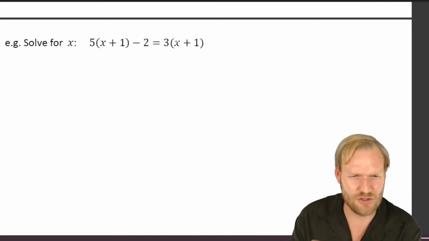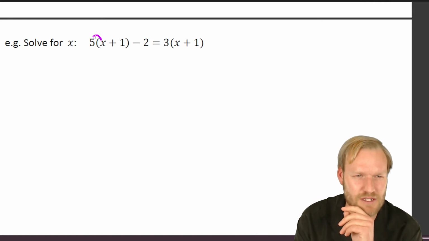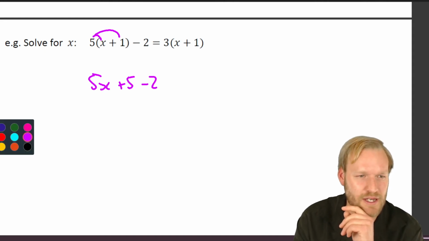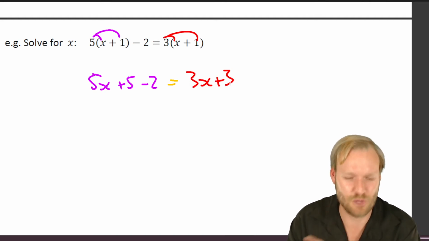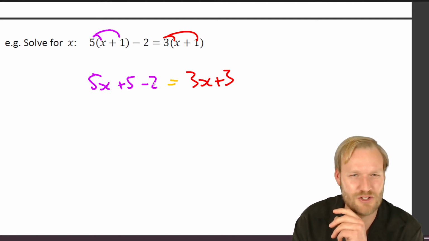You might want to add your 2 to both sides the same, but I think what's probably best to do is distribute this in here. So we've got 5x plus 5 minus 2. And on the right-hand side, we're going to do a similar thing with this 3 and go 3x plus 3. Definitely a useful step, not a yawn step. Okay, then we've got plus 5 minus 2.